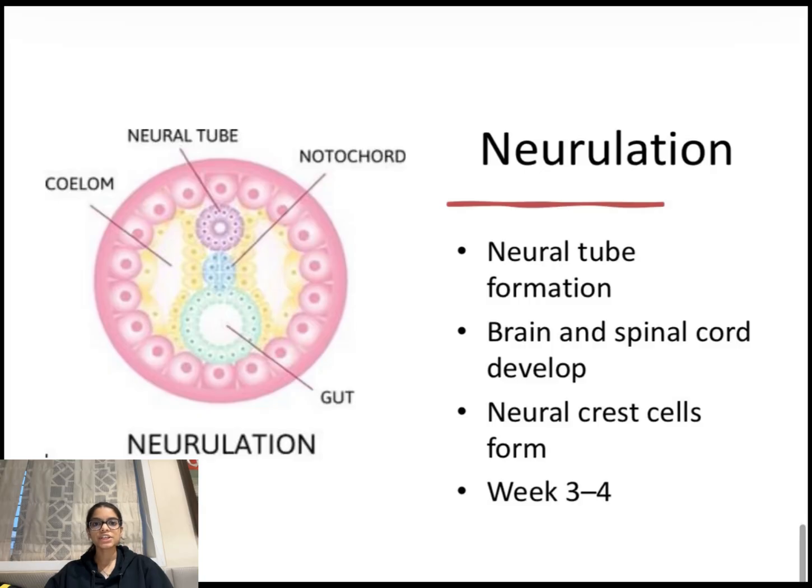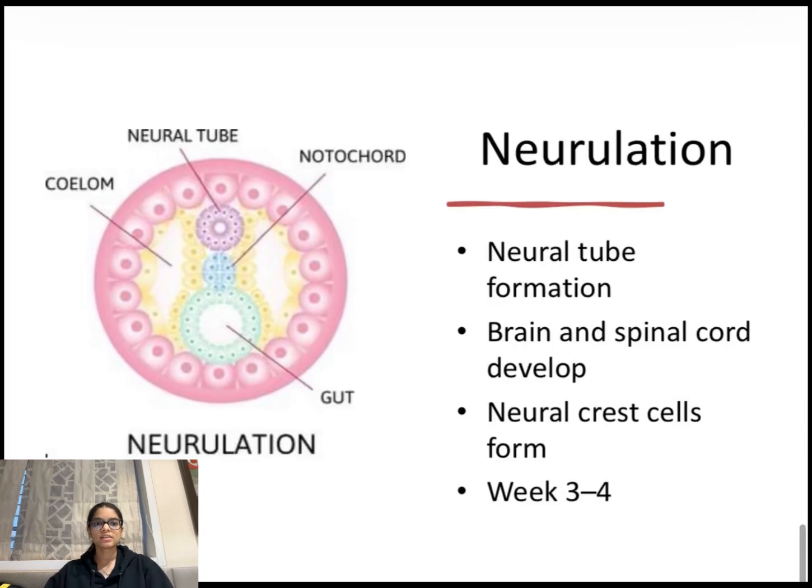Neurulation. Neurulation is the process by which the ectoderm forms the neural tube. The neural tube later develops into the brain and spinal cord. Neural crest cells also arise during this stage and migrate to form structures like peripheral nerves and facial tissues. Neurulation is essential for proper nervous system development.